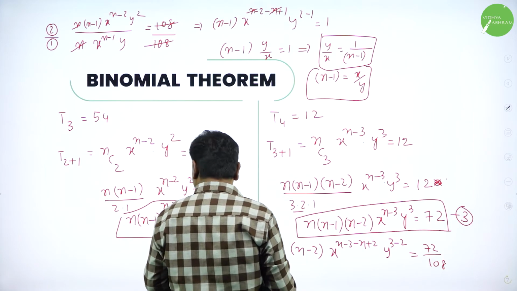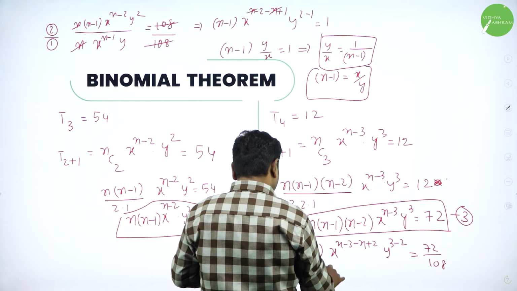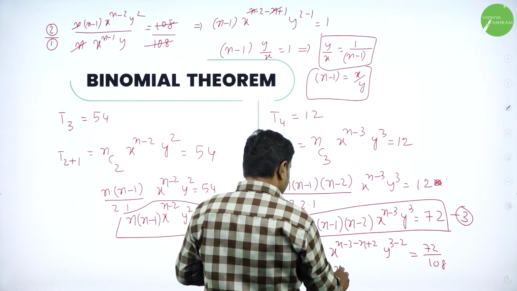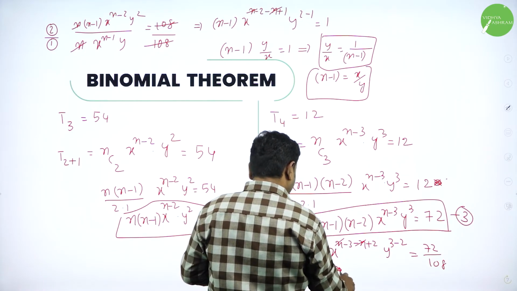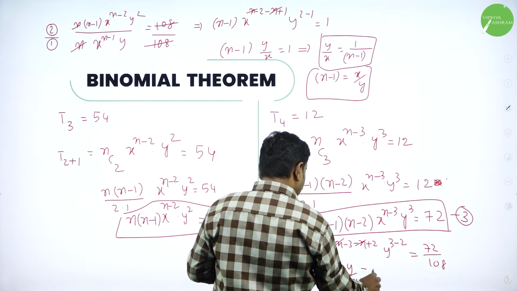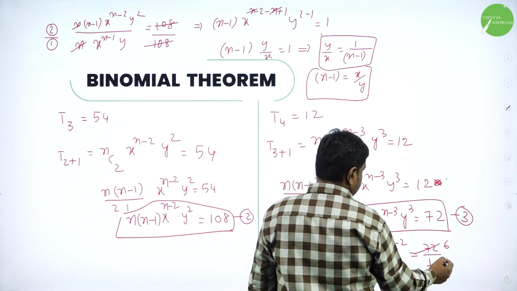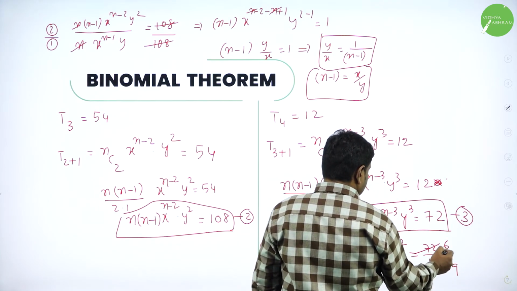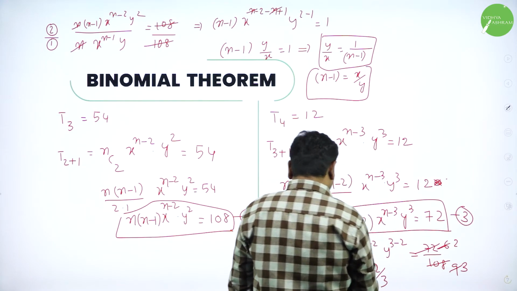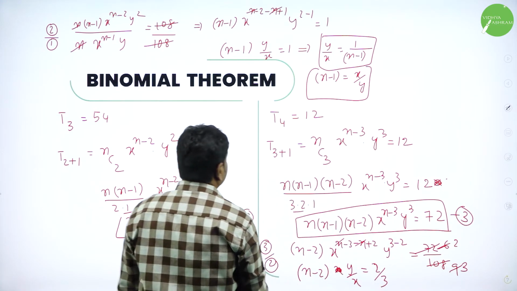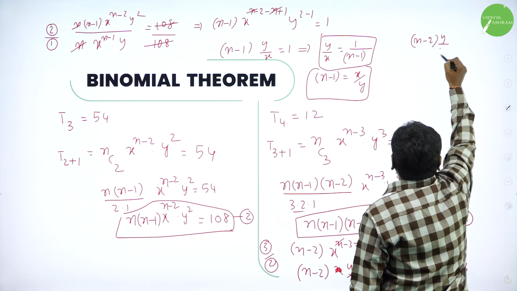Now we will be left out with n into n minus 1 cancelled. N minus 2 into x power cancels. It will be x by y. This will become y by x again. Y by x is equal to 72 by 108. Both are divisible by 12. 12 6 is 72, 12 9 is 108. Further 3 2 is 6, 3 3 is 9, so 2 by 3. So we got n minus 2 into y by x is equal to 2 by 3.